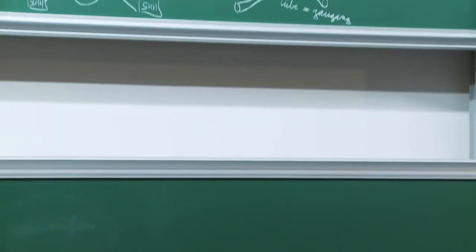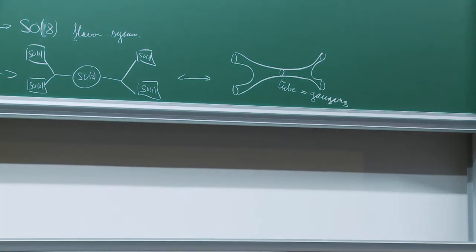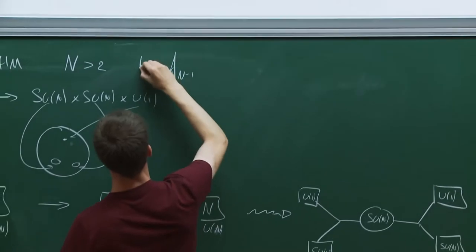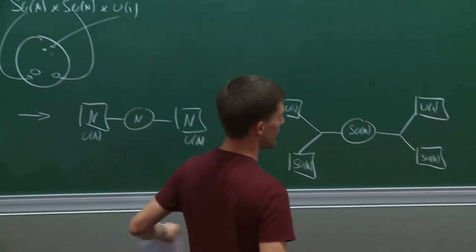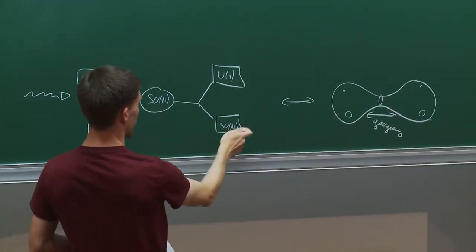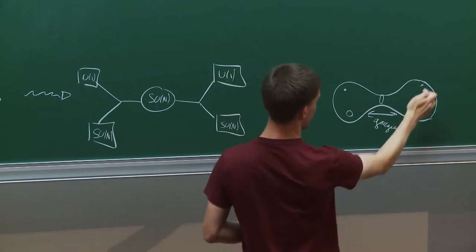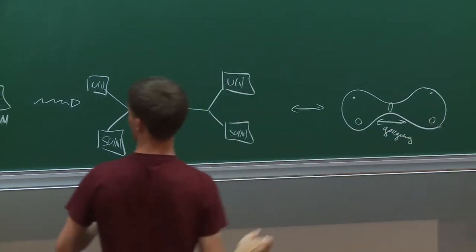The tube here again represents gauging. Since we're doing, well, I didn't write it, this is type A(n minus 1). Since we're doing type A(n minus 1), this gauging is an SUn gauging. It's precisely this gauging. We have the U1 puncture, or the U1 flavor, and the SUn flavor, just like here. On the other side, the same. And this picture really tells you what is happening.